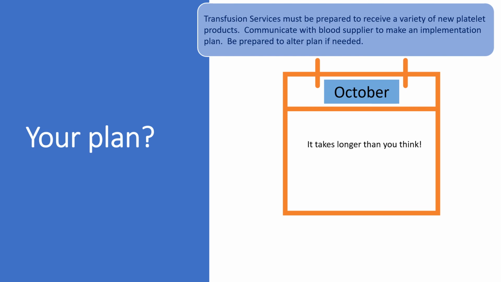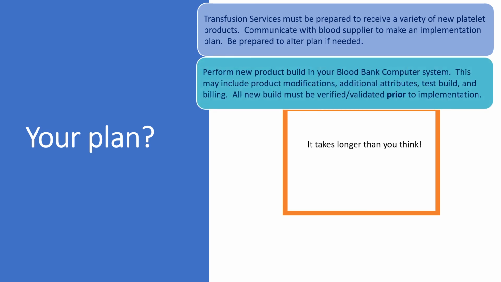Transfusion services must be prepared to receive a variety of new platelet products. Communicate with your blood center to make an implementation plan. Be prepared to alter the plan if needed. Perform new product build in your blood bank computer system. This may include product modifications, additional attributes, test build, and billing. All new build must be verified and validated prior to implementation.